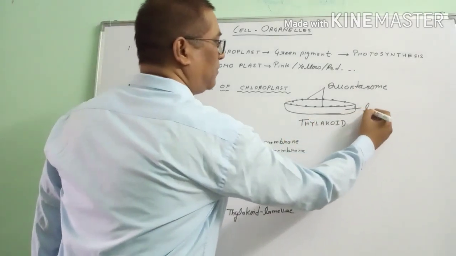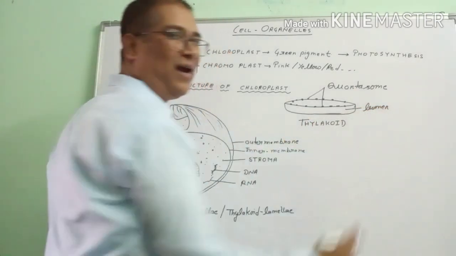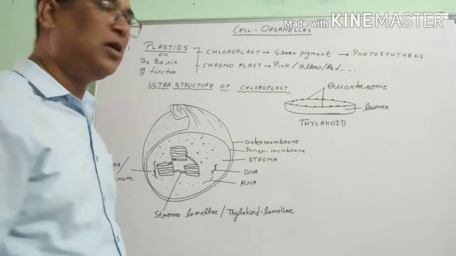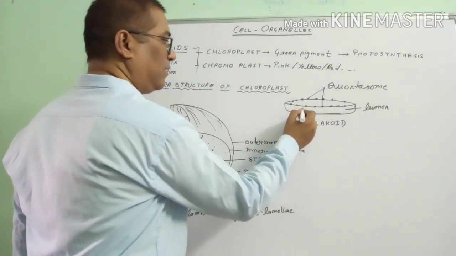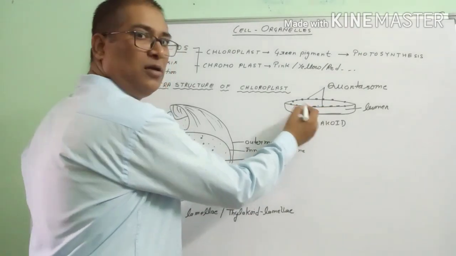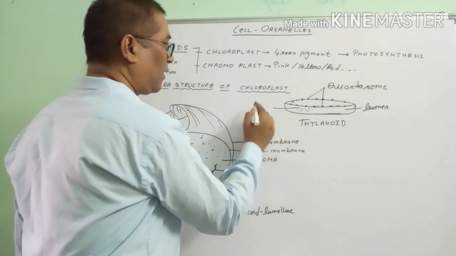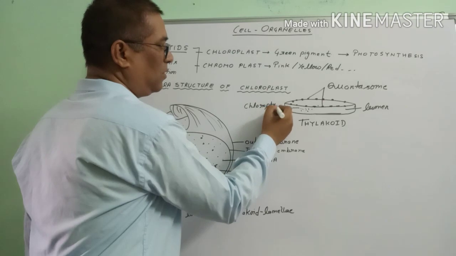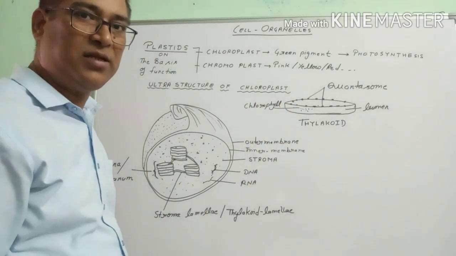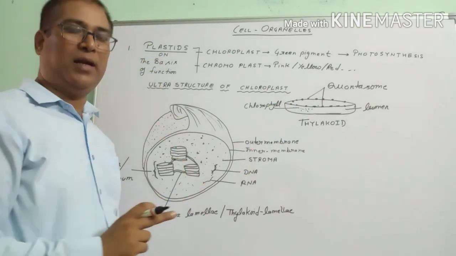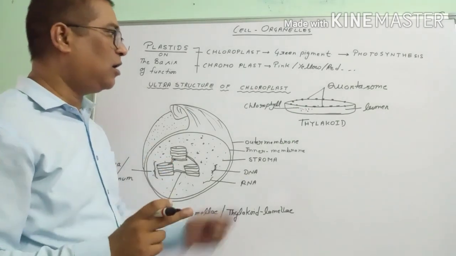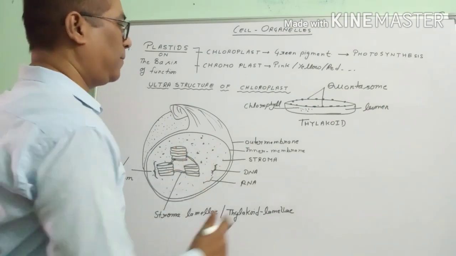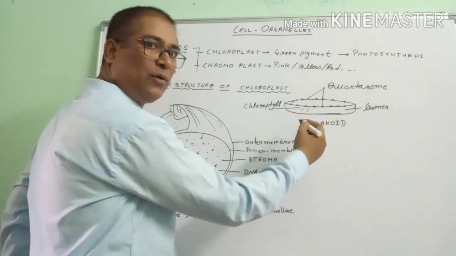This is the lumen, and inside the lumen all the photosynthetic types of reactions take place, because in these lumens chlorophyll is present. It is most important. Chlorophyll is the unit of chloroplast. Again, this is the thylakoid.